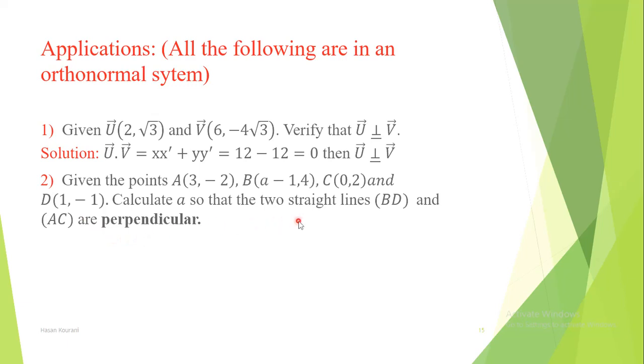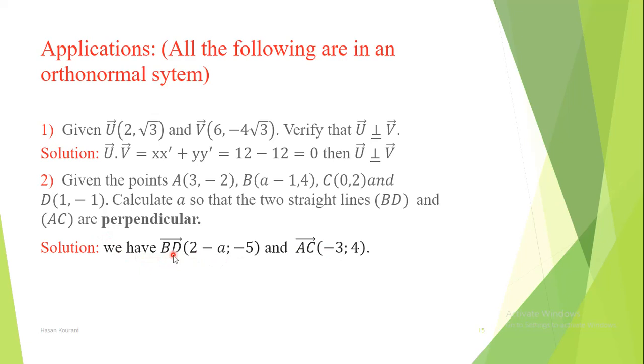Probably you are thinking about the vectors and trying to choose the convenient, suitable vectors in this case. Here, as you see, the suitable vectors are in fact the BD vector, which is placed on the line BD, and the AC vector, which is on the line AC.